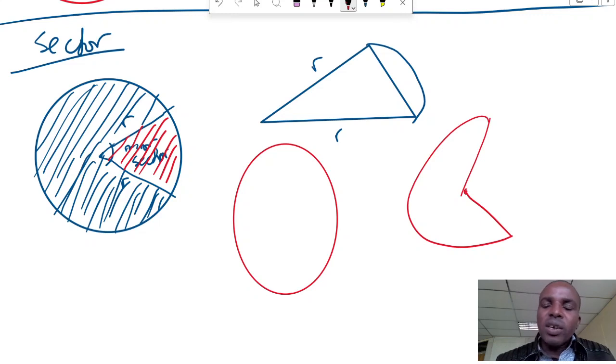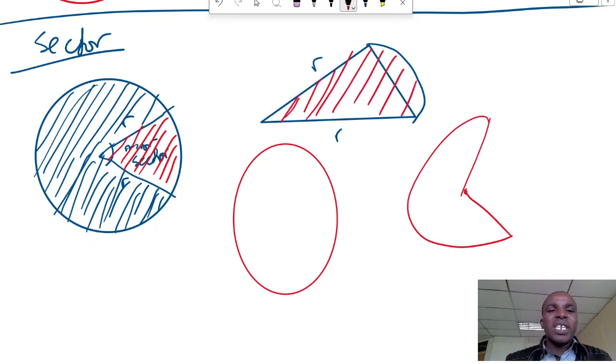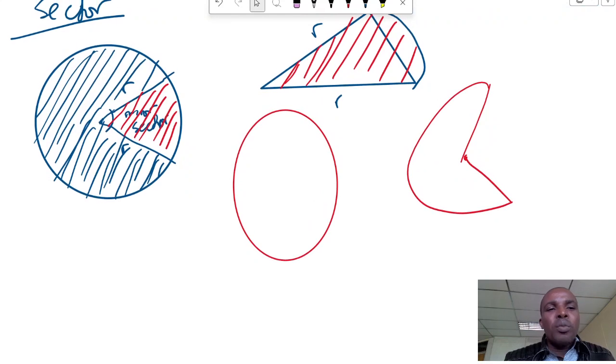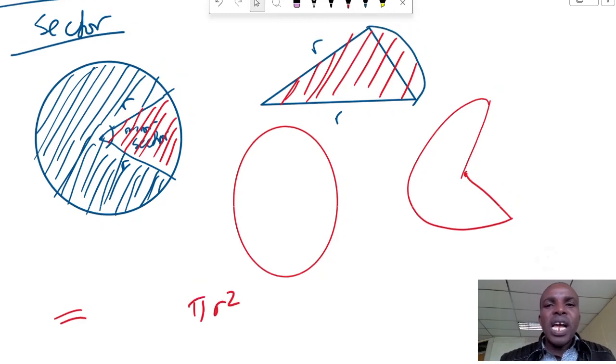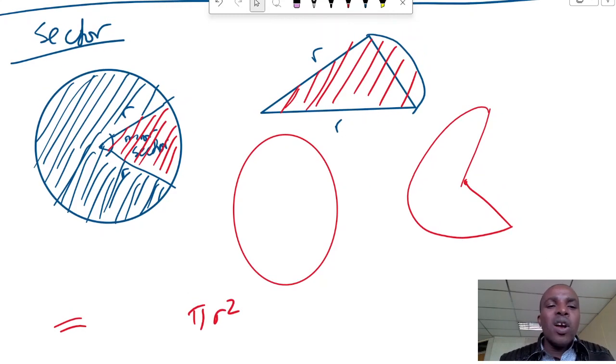It's like this. That's the major sector shaded in blue. Then the minor sector, that's the one that is shaded in red. I want to shade the area of a circle, because a sector is part of a circle. So if I am to shade the area of a circle, which is pi r squared, how will I shade? I shade based on the angles that they make or form at the center of this circle.